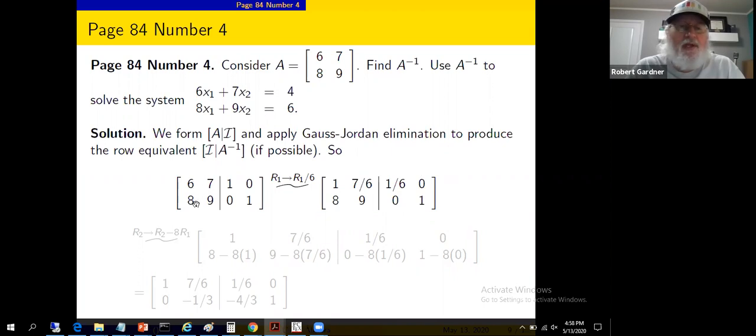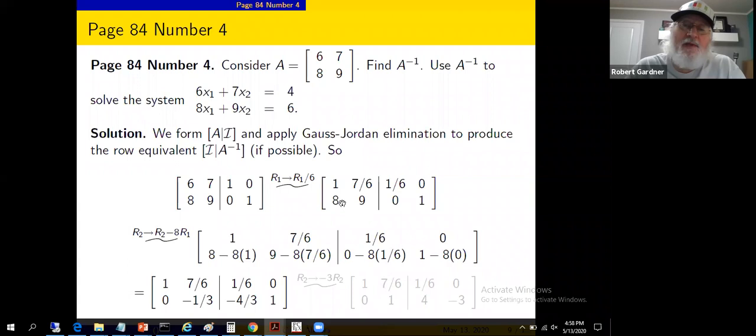I need to use the 6 to eliminate the 8. How about we divide that first row by 6? Introduces some fractions, but I get a 1 there. Then I can use the 1 to easily eliminate the 8. Cool, and we get a 0 there.